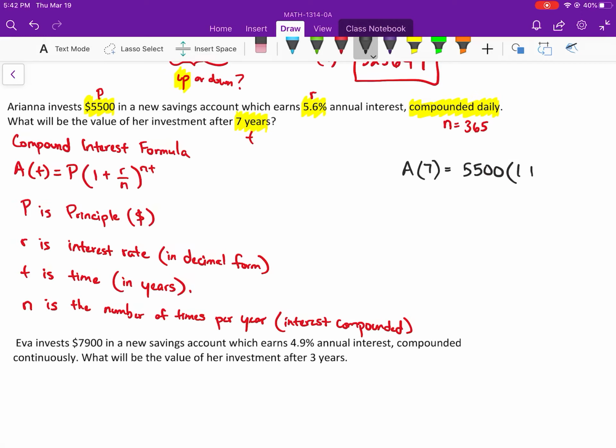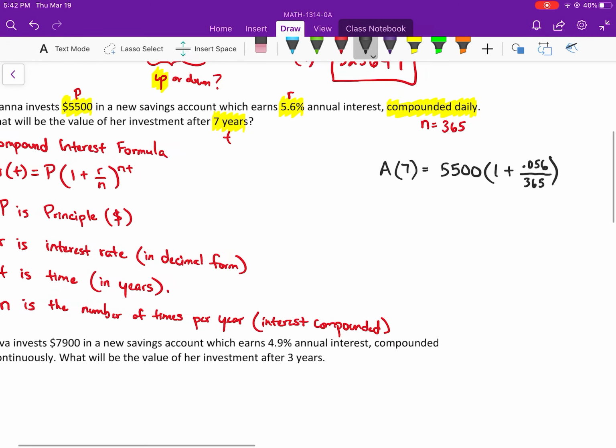times 1 plus, now I need the rate to be a decimal, so I'm going to move it over twice. So 0.056 over my N, which is 365, close my parentheses, and then we have an exponent out there of N times T. N is 365 times 7. Alright, so I'm going to do this in pieces, and I know a lot of you, if you have a TI-84 or a TI-Nspire, you could do this all at once. But I'm going to break this down and do this in pieces.